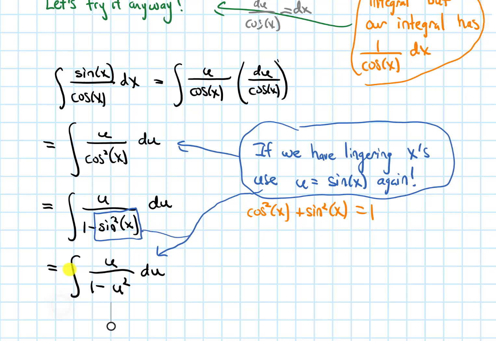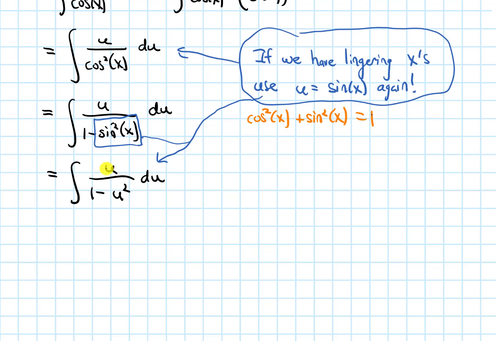Now I need to do the integral of u over 1 minus u squared. Well, this is great for another u sub. If I need to do another u sub, I should pick a different variable because I already have u in this, so maybe I'll call it t. I'm going to let t be my denominator, 1 minus u squared. I know this is going to be good because I see the derivative of that in my integral, just off by a constant multiple in the numerator.